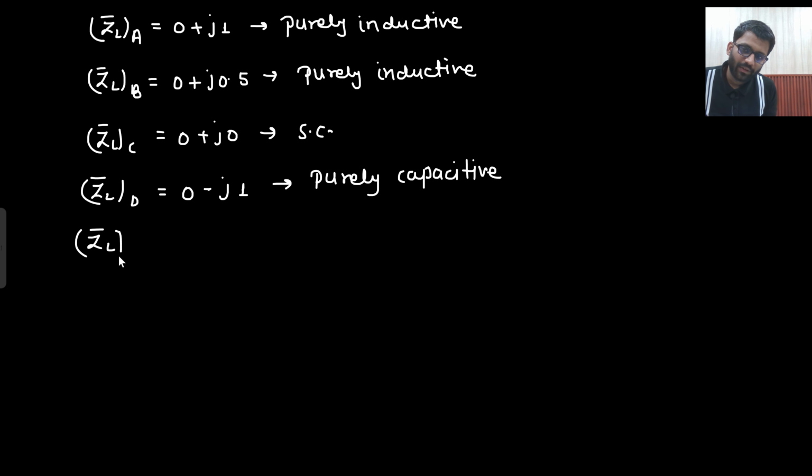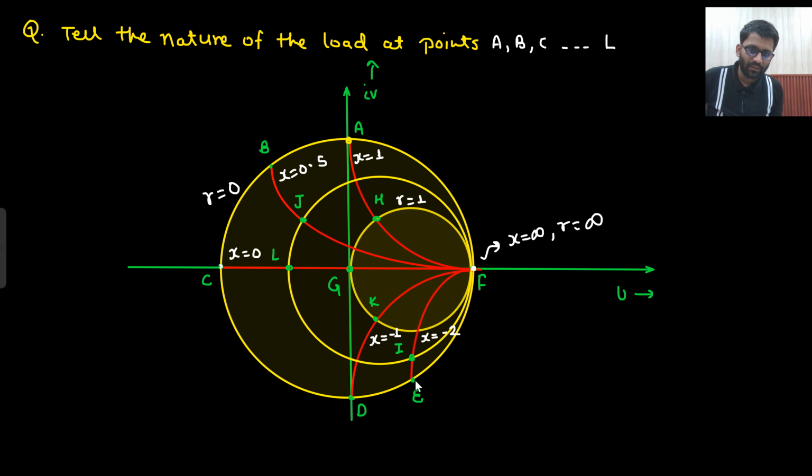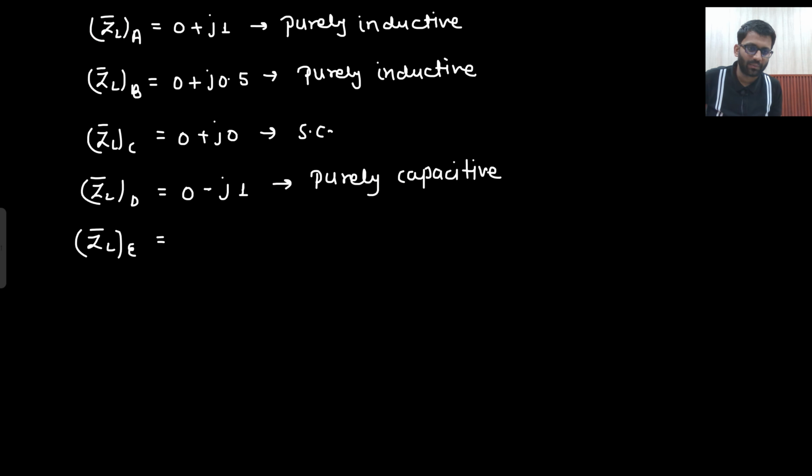ZL dash at point E. Which point is E? This is your point E. So R equals 0 and X equals minus 2. R equals 0 and X equals minus 2. So purely capacitive again.